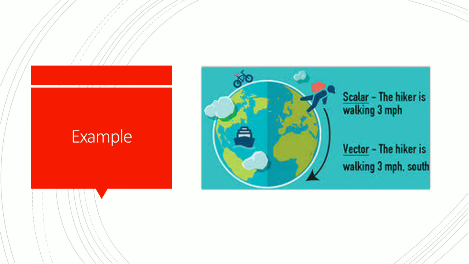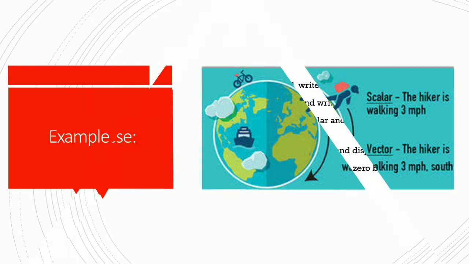Let us take an example to be more clear about it. In this picture you can see a hiker. So for a scalar quantity, we can say the hiker is walking 3 miles per hour. And for the vector, we can say the hiker is walking 3 miles per hour towards south. So you can see that for a scalar quantity, only speed is mentioned but not the direction. And for a vector quantity, speed and direction both are mentioned. So that is the difference between scalar and vector quantities.